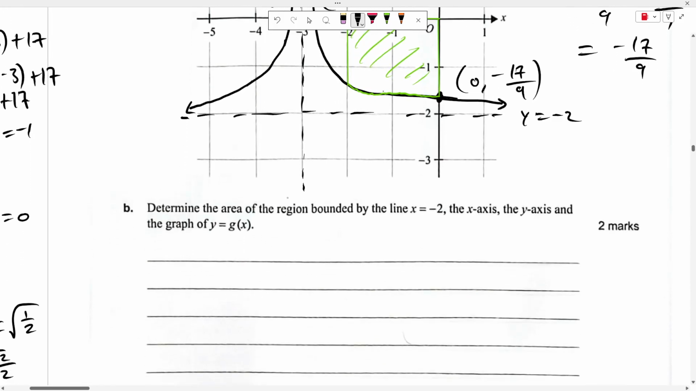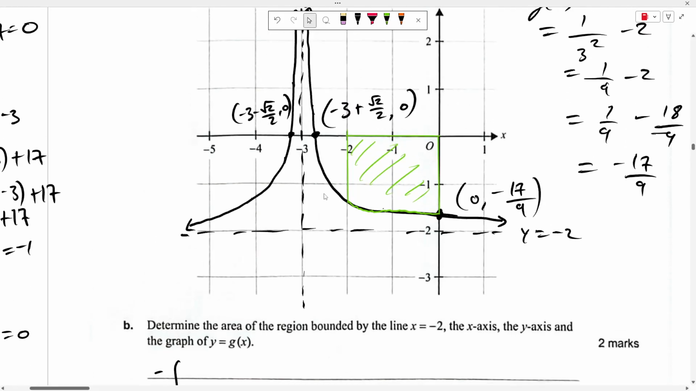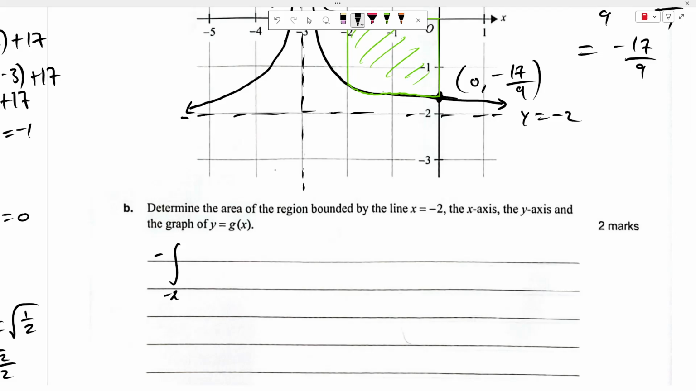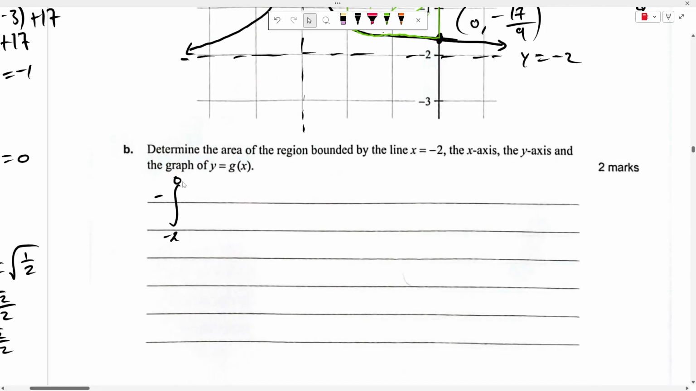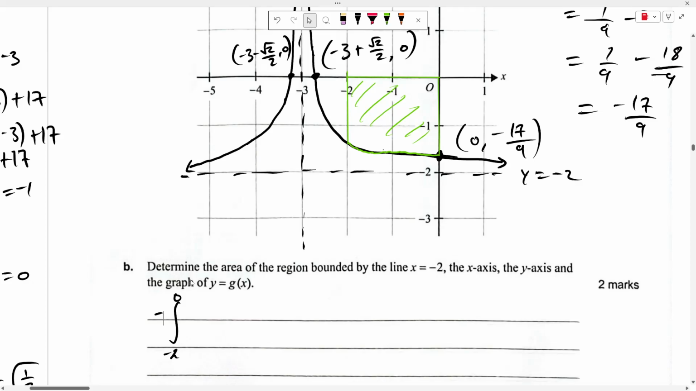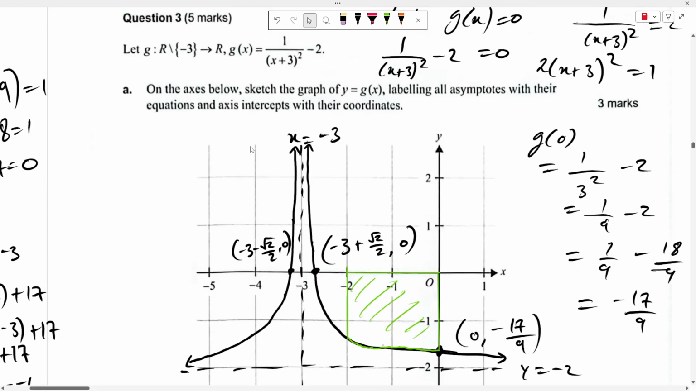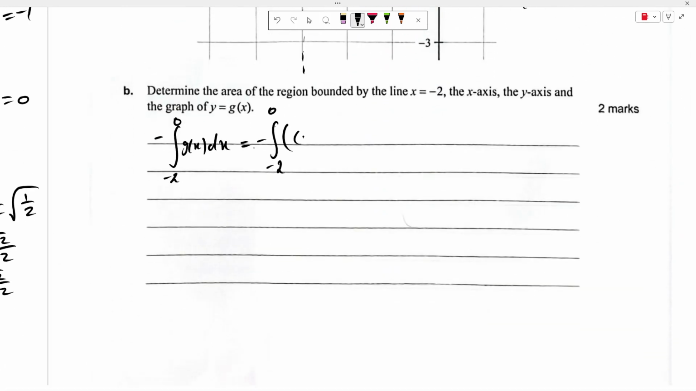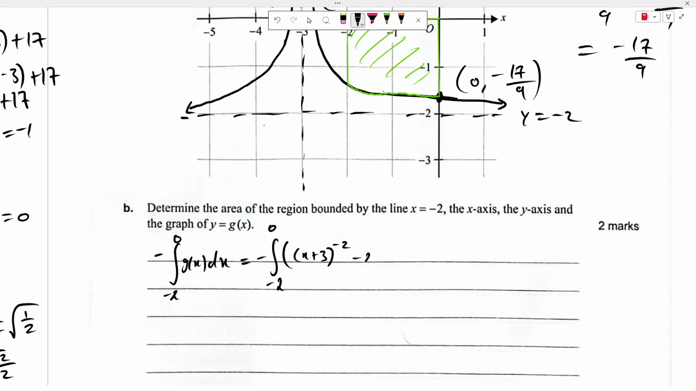Well, it's under the x-axis, so we can do negative integral. Now remember, lower bound to upper bound. So negative 2 to 0, lower to upper. Some people might accidentally put 0 to negative 2, but negative 2 to 0, g of x dx. That's the negative integral from negative 2 to 0 of x plus 3 to the negative 2 minus 2. It's nice to have some indices when working with integration.